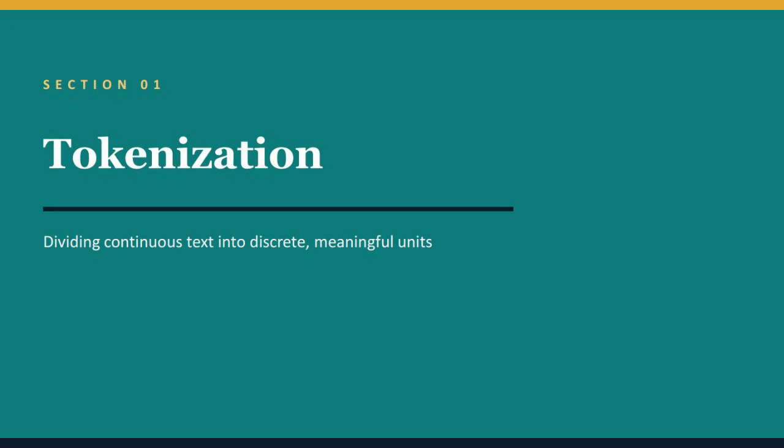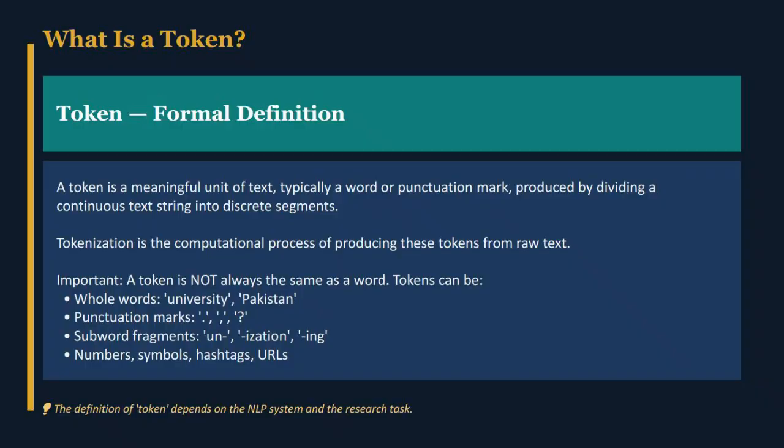So let's start. Part 1, tokenization, dividing text into units. What is a token? Before we can do anything else with language computationally, before we can tag parts of speech, parse sentences, or train a language model, we need to convert a raw text into a sequence of discrete units. These units are called tokens, and the process of producing them is called tokenization.